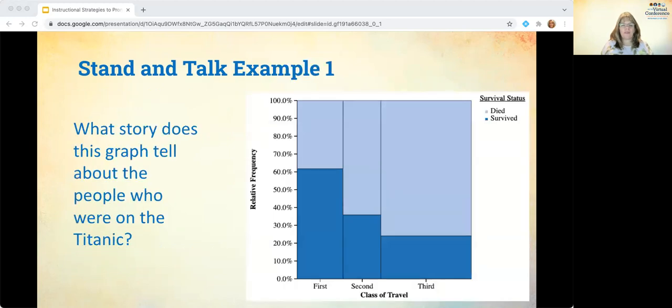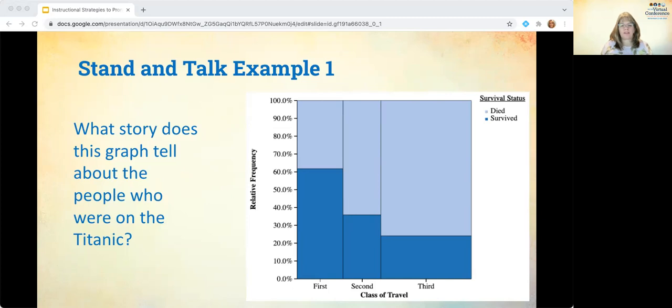So here's an example of a stand and talk prompt. We've got a mosaic plot here of the class of travel on the Titanic, and we can see the light blue representing that the passengers died, the darker blue that they survived. So what story does this graph tell about the people who were on the Titanic? And I don't even explain the labels or the key to them. I just ask them, what story does this graph tell about the people who were on the Titanic? So take a moment to think about that.